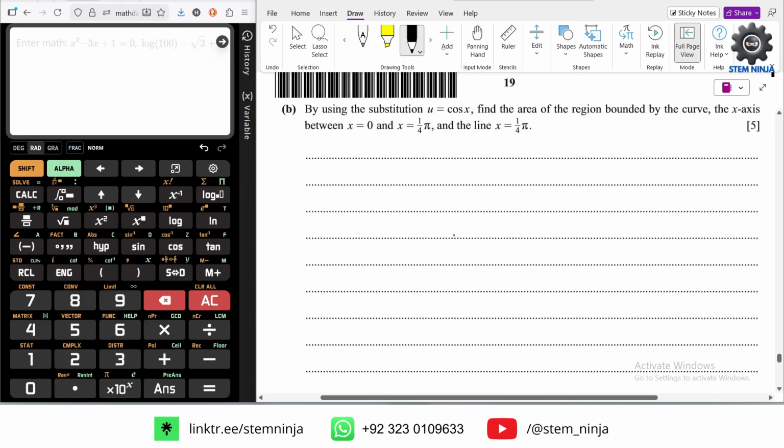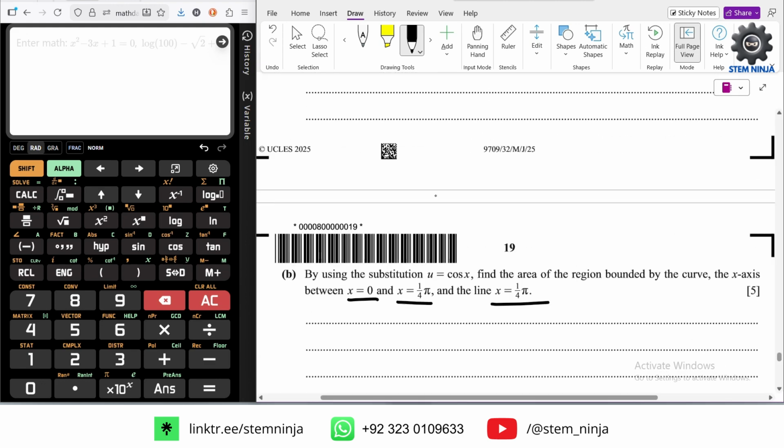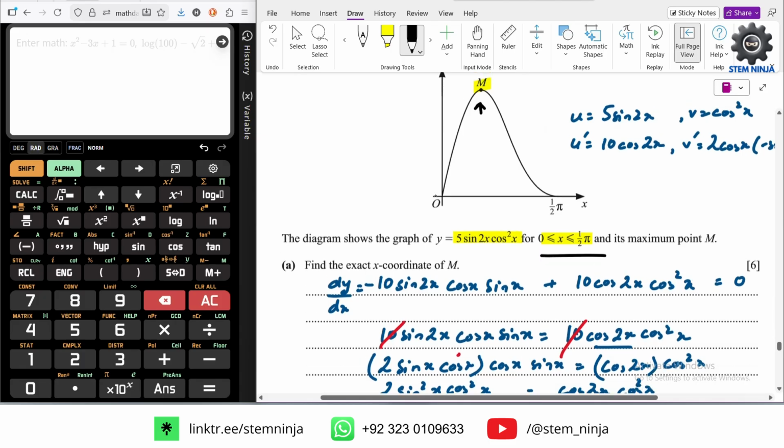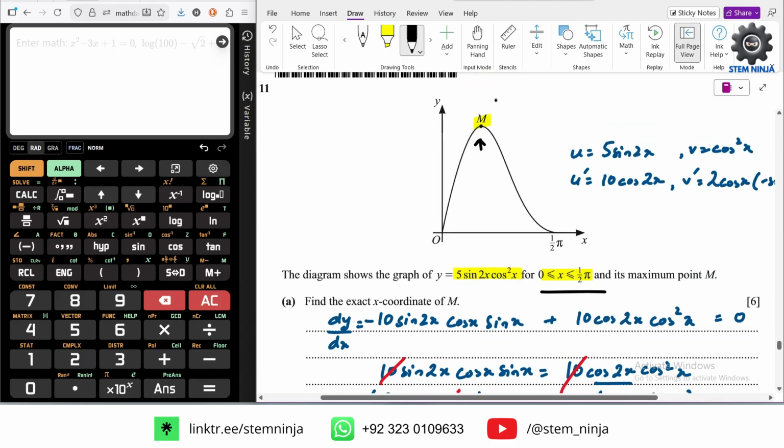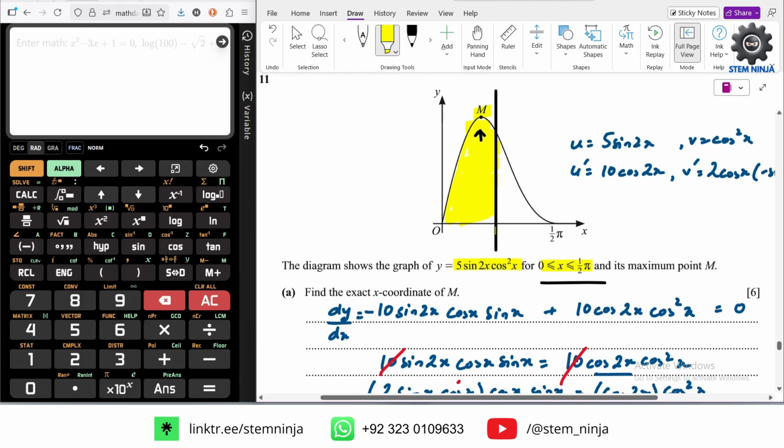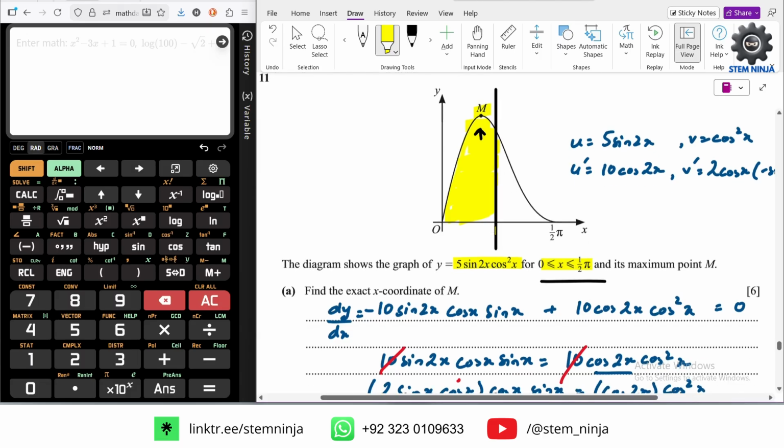By using the substitution u equals cos of x, find the area of the region bounded by the curve, the x-axis between x equals 0, and the line x equals pi by 4. So if this is pi by 6, pi by 4 would be slightly ahead of this, halfway between 0 and pi by 2. So we basically need this particular area, from 0 to pi by 4.